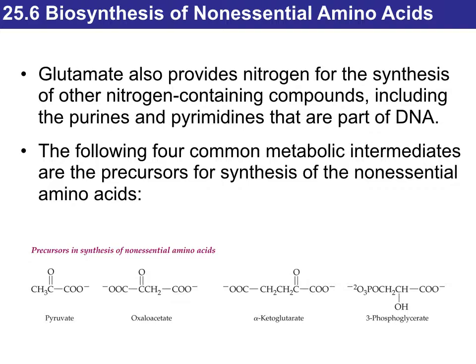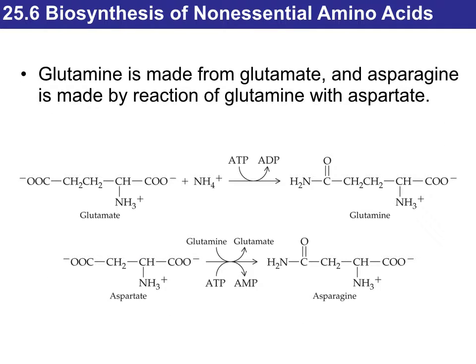The following 4 common metabolic intermediates are precursors for synthesis of the non-essential amino acids: pyruvate, oxaloacetate, alpha-ketoglutarate, and 3-phosphoglycerate. Glutamine is made from glutamate, and asparagine is made by a reaction of glutamine with aspartate. I will never ask you to memorize that reaction, but just know the way it can be made.